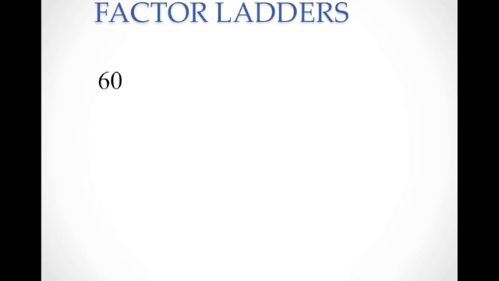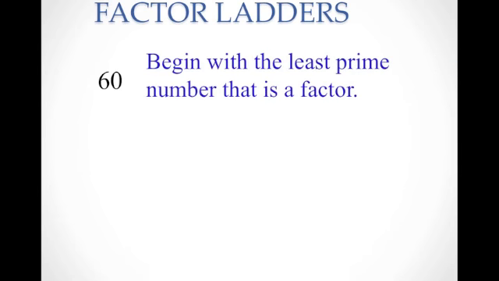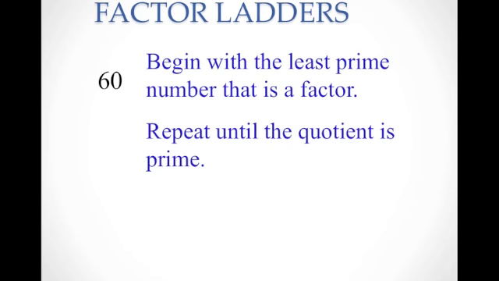Now let's try factoring the number 60 using a factor ladder. So begin with the least prime number that is a factor. So we know that because 60 is an even number, we could possibly divide by 2, right? So 60 divided by 2 gives me 30. And again, we're going to repeat until that quotient is prime. So still working with an even number, we can divide 30 by 2, and our result is 15.